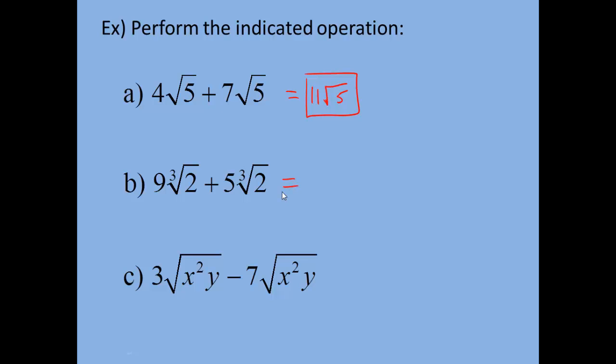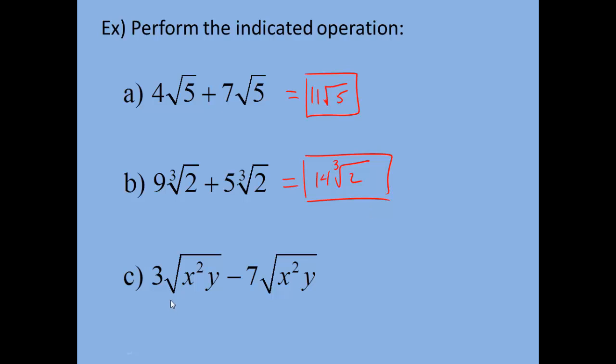For B here, similar type of problem. We have 9 cubed root of 2 plus 5 cubed root of 2. They both have to be the same root, so they're both the cubed root. That's good. And the inside is 2, so they're like radicals. They have the same inside and the same root. So you add their coefficients, 9 plus 5, which gives us 14. And then the cubed root of 2 just stays the cubed root of 2.